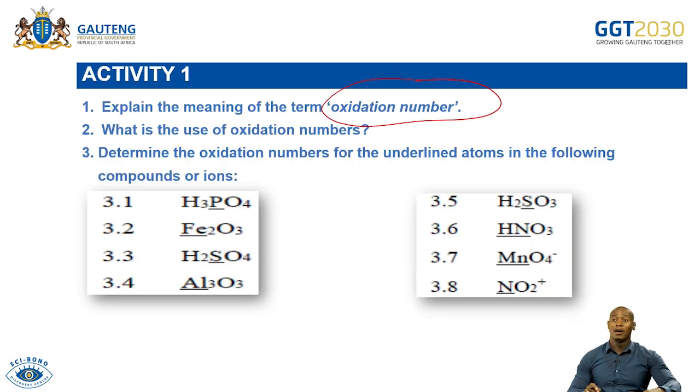Right. So now let's move to our 3.5. So we are having H2SO3, which is going to be sulfurous acid. The previous one, 3.3, we have sulfuric, right? And then 3.5, you're having sulfurous acid. So what is the oxidation number of sulfur in sulfurous acid?